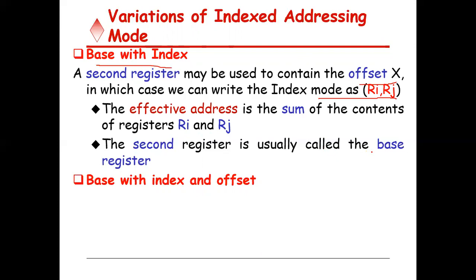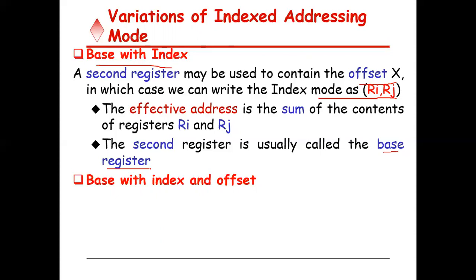The second register is usually called the base register. The base address is the address from which you are counting the offset. In the previous example it was 1000, and from that base you add 20 address locations, so it is 1020. So base with index is actually a variation of the indexed addressing mode itself. Instead of keeping the offset separately in the instruction, we use one more register for storing the offset.